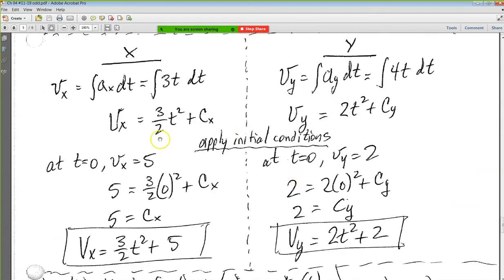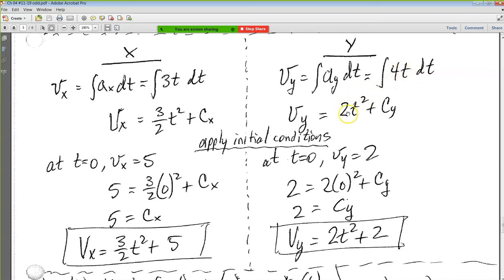So it told me that when t equals 0, the velocity equals 5 in the x direction. So that's what I do. I plug in 5 for velocity in the x, plug in 0 for my time, and now I can solve this equation for c. And I see that c is equal to 5. Okay, so now I can come up with my complete equation for the velocity in the x, 3/2 t squared plus 5. Then I'm going to do it again in the y direction. My y acceleration was 4t.